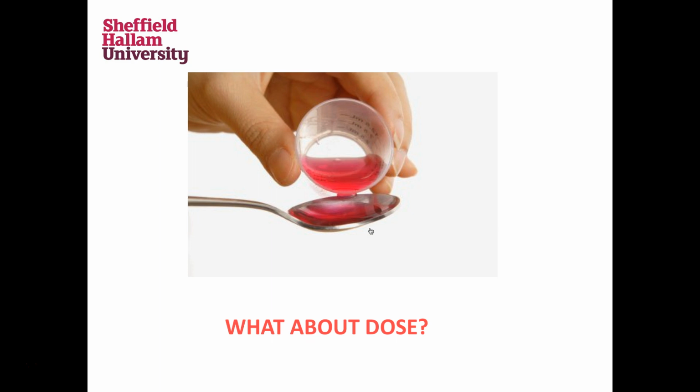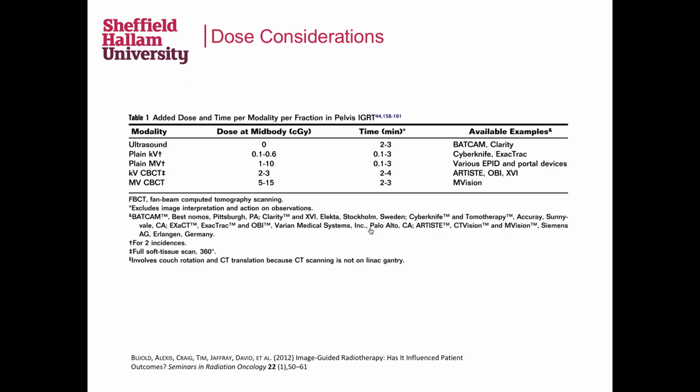And they may look something like this. So this is taken from a Bejoled paper, which is a paper I've put at the end actually as some recommended reading. This is a really nice paper that gives an overview of IGRT and patient outcome. And you can see here when we're looking at the dose to the patient that we're talking for a kV potentially 2 to 3 centigray, and with an MV 5 to 15 centigray, so quite a big range there.